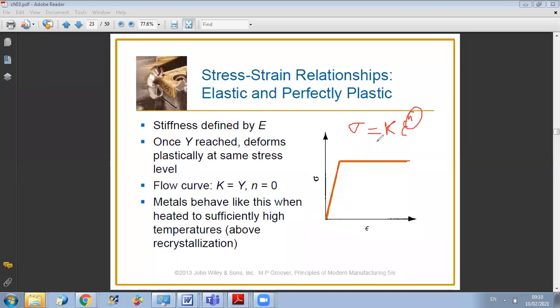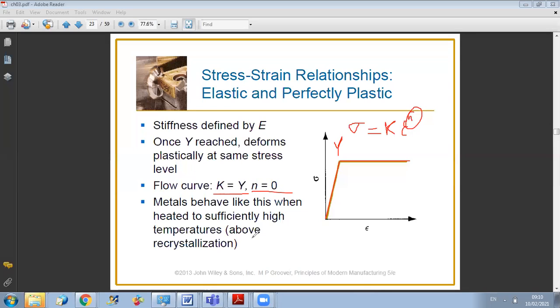And for this particular case, k will be equal to the yield strength. So for this type of materials, the flow curve is defined by k equal to Y and n equal to 0. And the metals that behave like this are metals that are heated to sufficiently high temperature, above the recrystallization temperature. We will define together in this chapter what is the recrystallization temperature.